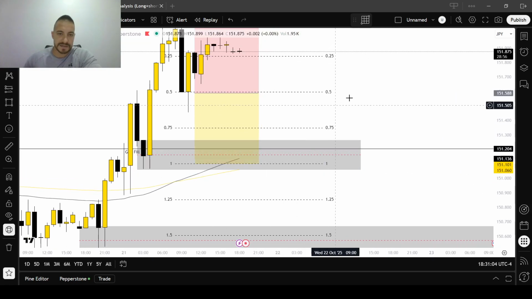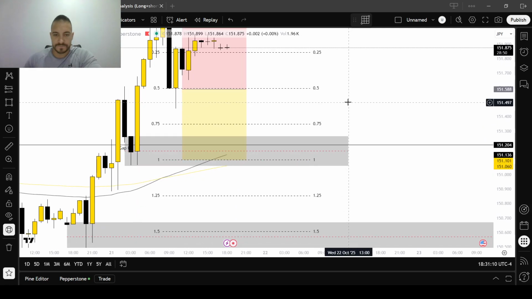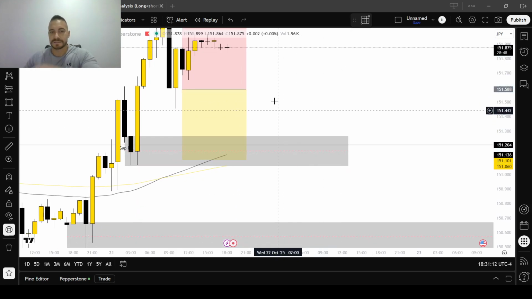There's buyers here. If you're a seller, you can sell here and try take it down to at least this support. But watch out for the daily. That daily is definitely a target.